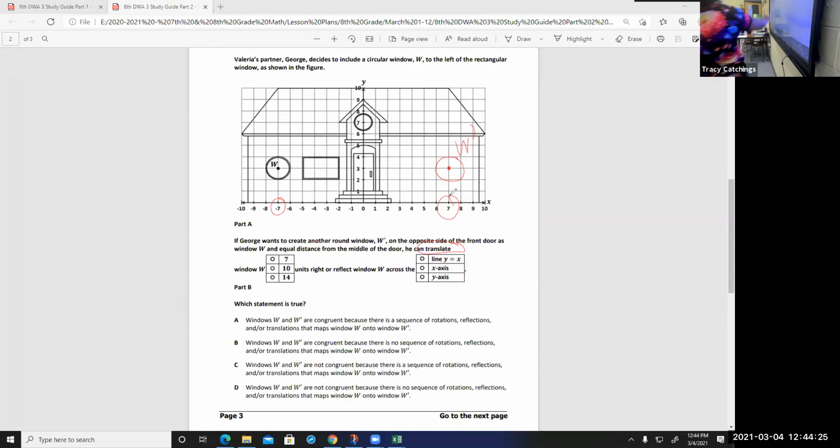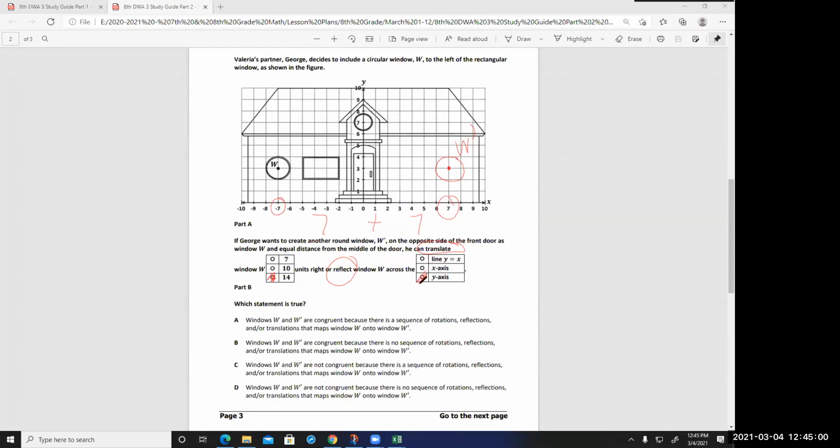Think of absolute value. -7 to 0 is how much? And then 0 to +7. And then 7 and 7. Good job. All right. They also said he could have reflected that window. So instead of sliding it over, he could have just reflected it. Would he reflect on the x-axis or the y-axis? Which one can I fold over? Good job, y-axis. The one that's going up and down.